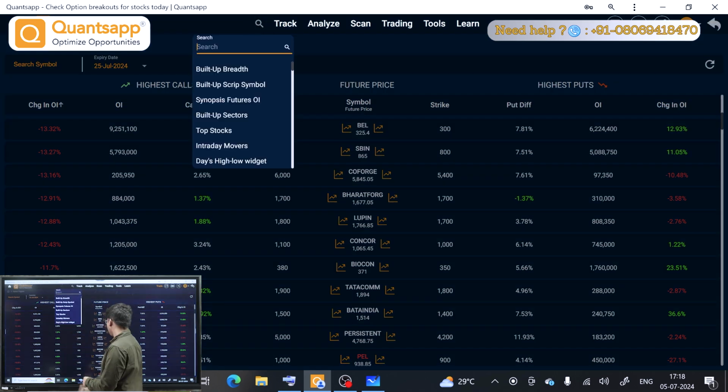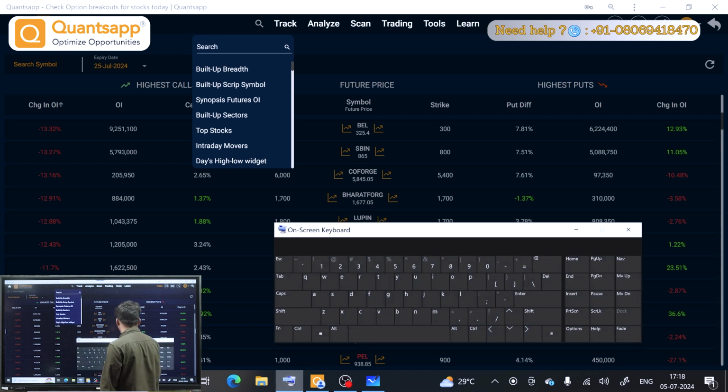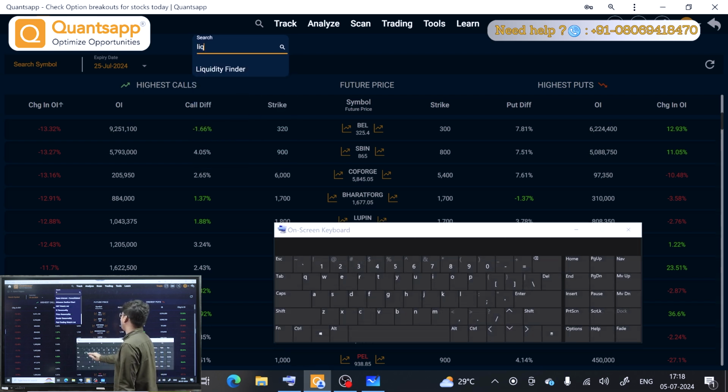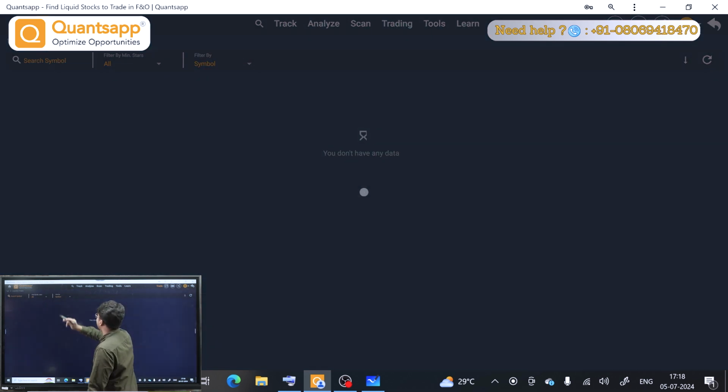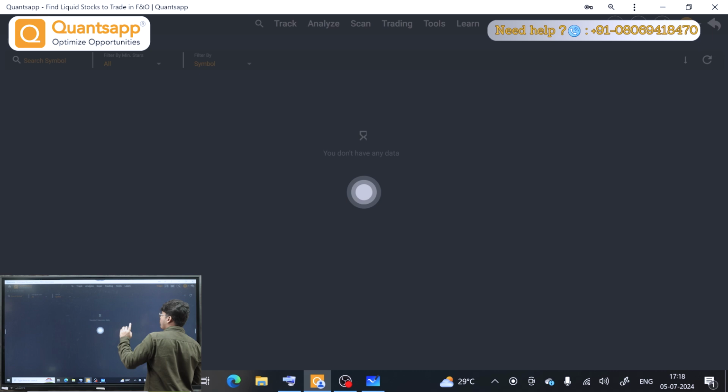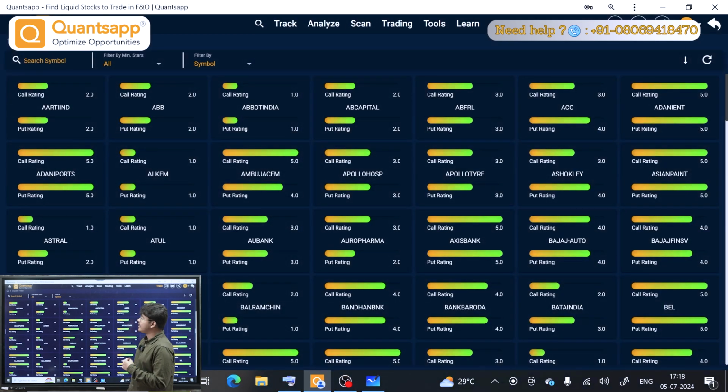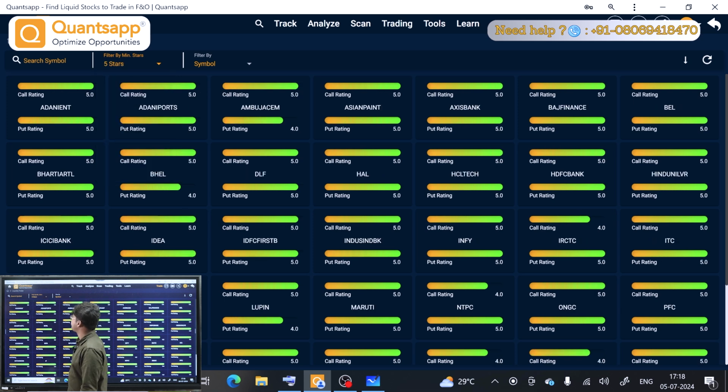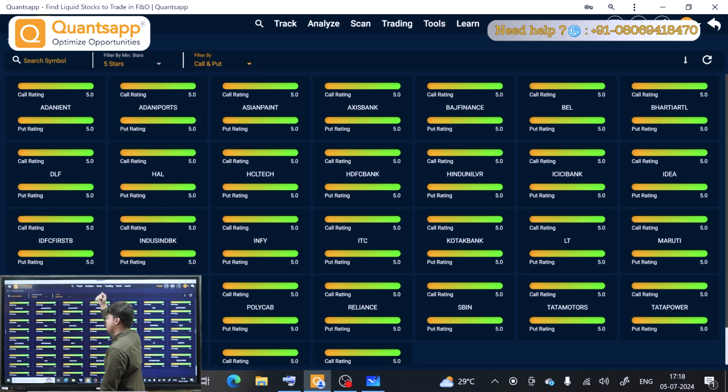One thing I will suggest everyone on a day-to-day basis is to check the liquidity finder. You can just go to the search option and type LIQUI, and you will find liquidity finder. It is a tool that helps you identify liquidity in stocks. Whatever stock you are planning on trading, make sure that it has a 5-star rating on both the call side as well as the put side. You can filter based on stars: minimum stars 5, and filter by call and put both. It will show you the stocks that have a 5-star rating on both the call side as well as the put side.